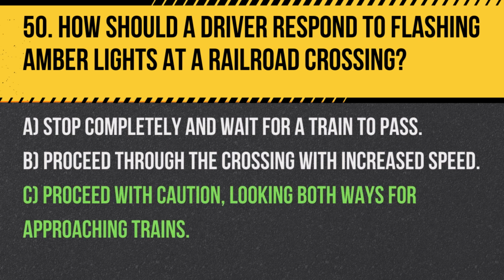Answer. C. Proceed with caution, looking both ways for approaching trains. Flashing amber lights indicate that a train may be approaching, and drivers should be alert and cautious, confirming that the tracks are clear before crossing.